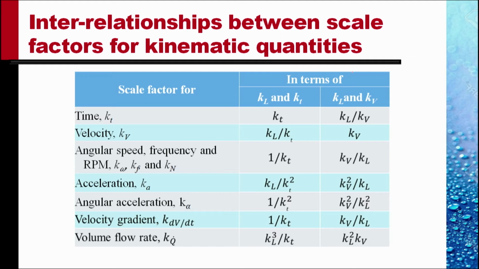Usually in fluid mechanics, we use length and velocity as the primary independent parameters. So it is convenient to express the scale factors for various quantities in terms of KL and KV. And these are the values obtained using the method described in the earlier slides.